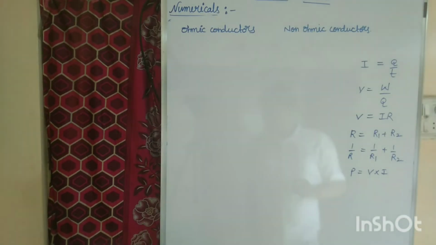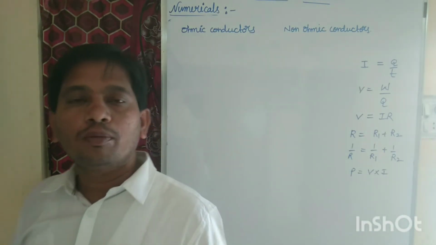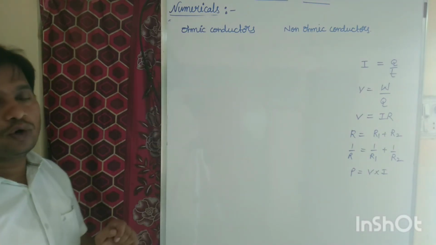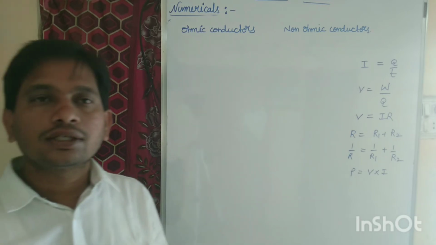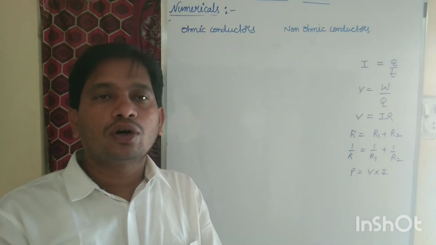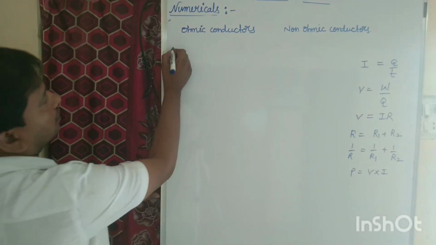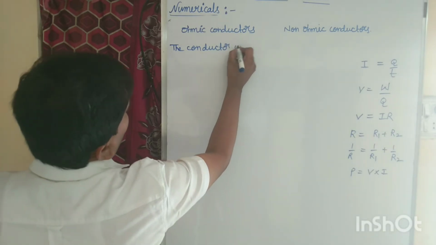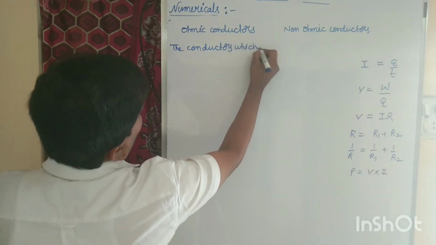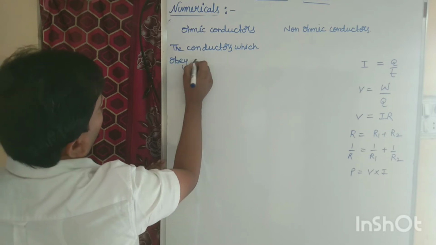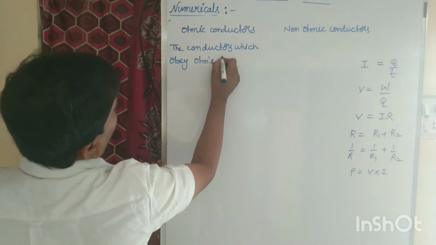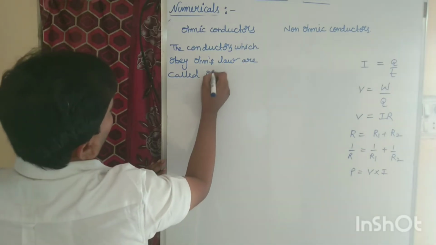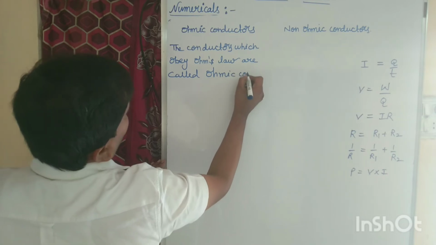Okay, easily you can gain the marks. Now coming to the difference between ohmic conductors and non-ohmic conductors. First of all, what do you mean by ohmic conductors? The conductors which obey Ohm's law are called ohmic conductors.